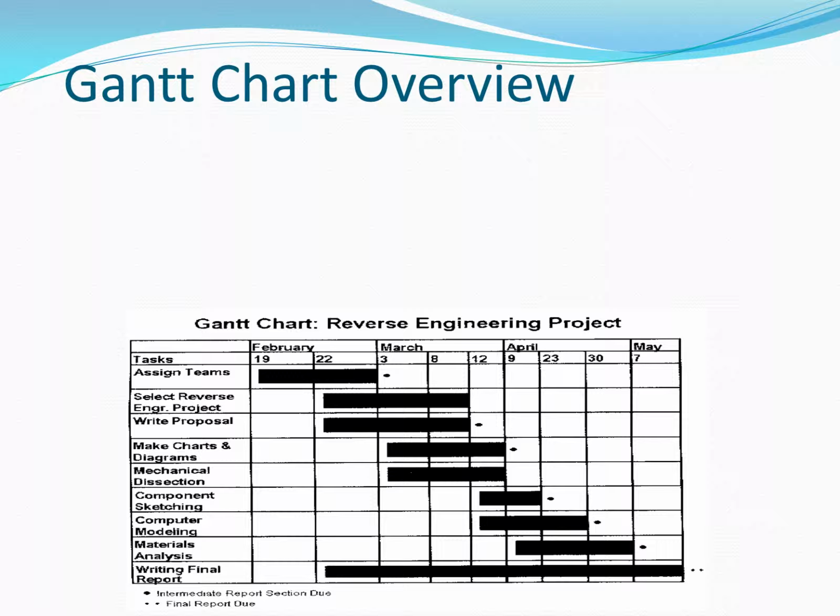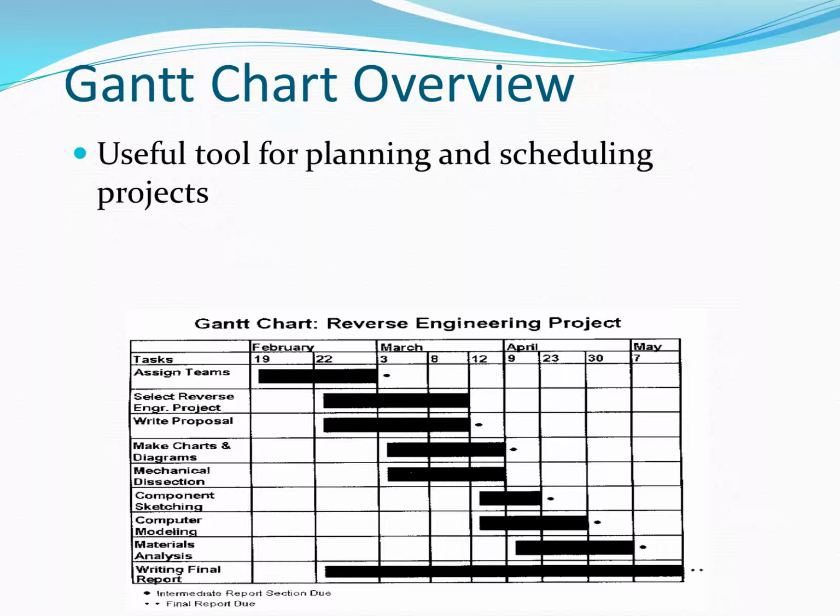And then our first task here is assign teams. You can see that spans about 2 weeks. And then there's the task underneath it here, select reserve engineer. And that's going to begin while the first task is still going on. So all these 3 tasks are going to be happening in parallel while simultaneously going on here. So that's the brief overview of how a Gantt chart is laid out.